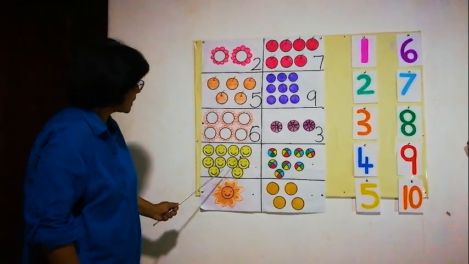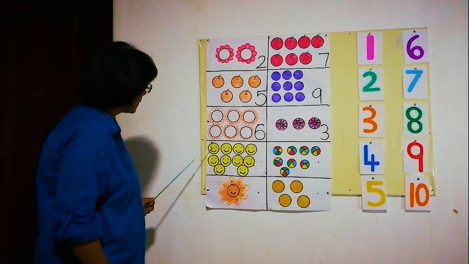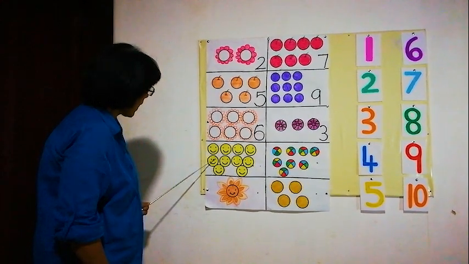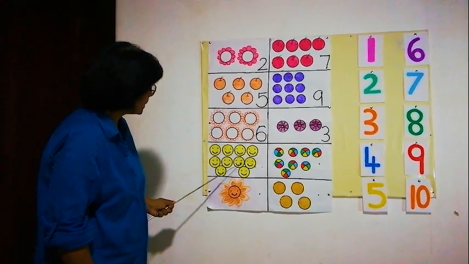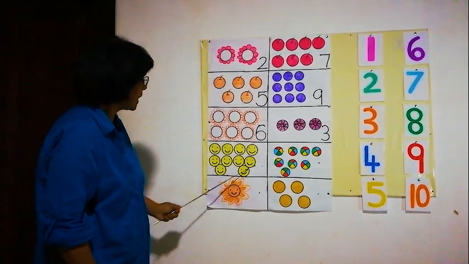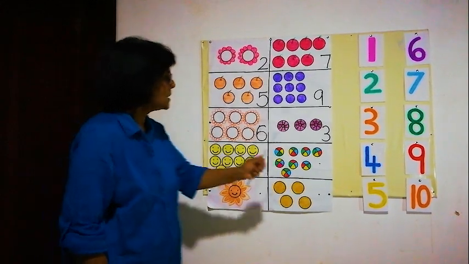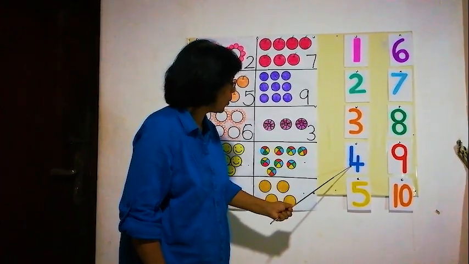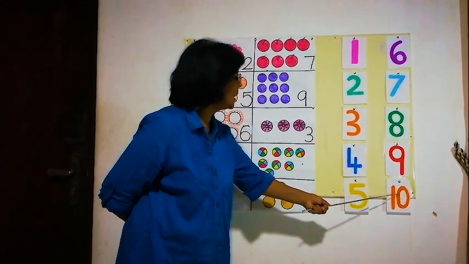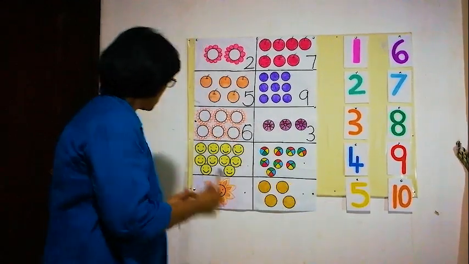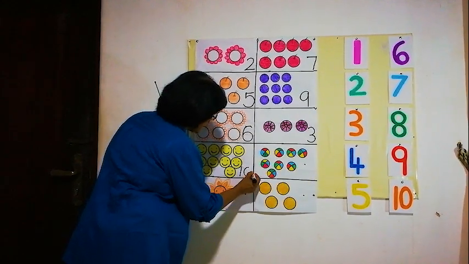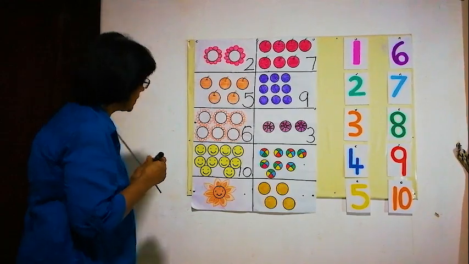Now here, some faces. We'll count and see how many faces are here. 1, 2, 3, 4, 5, 6, 7, 8, 9, 10. How many faces here? 10 faces. Is this number 10? No. Is this number 10? No, this is 8. Is this number 10? Yes, this is number 10. Right here, number 10. 10 faces are here. Right?